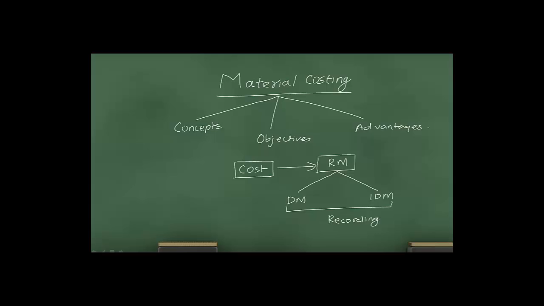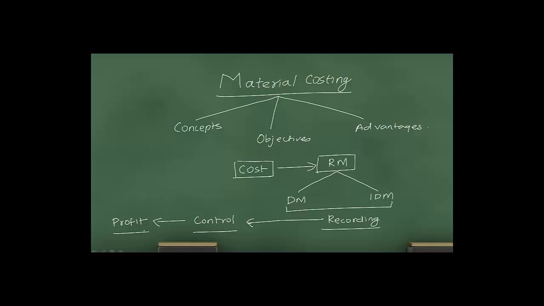Why should we have proper recording? It is to ensure control over the material cost, because if material cost is controlled properly, it could result in profit. If you find that material cost is going up and you make less profit, the product becomes uncompetitive in the market. So we should have proper recording of material to ensure control and also to make profit.